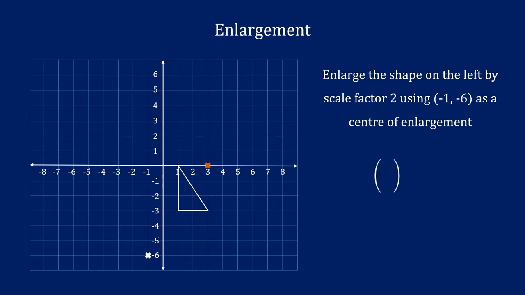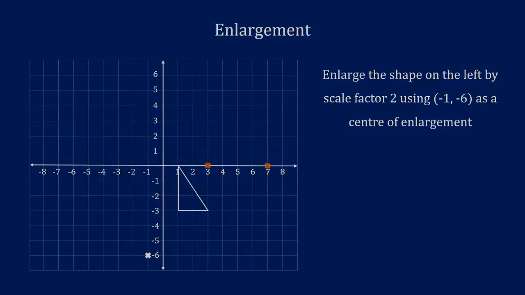So let's start with the one on the right. To go from the center to that corner, I'm going to go 4 to the right and then 3 up. So in order to find where that new corner is going to be after the enlargement, I times it by the scale factor 2. And what do I get? 4 times 2 is 8. 3 times 2 is 6. So now I'm going to go 8 to the right, 6 up, and I draw my new corner.